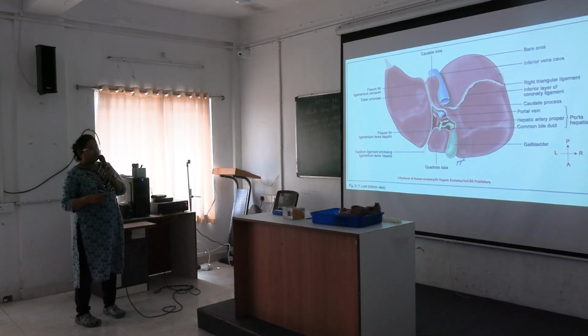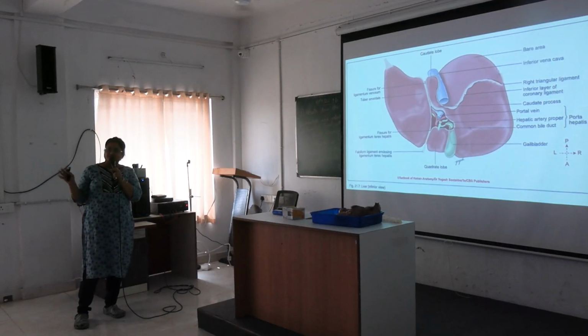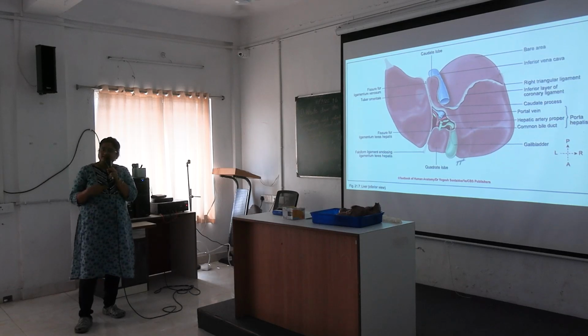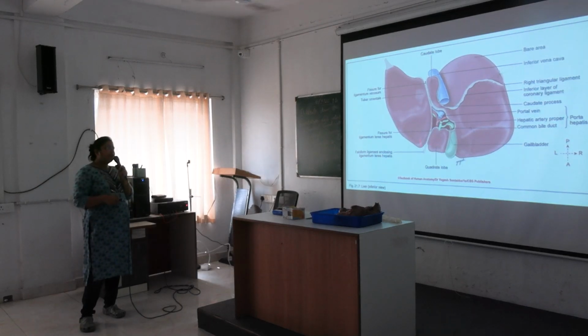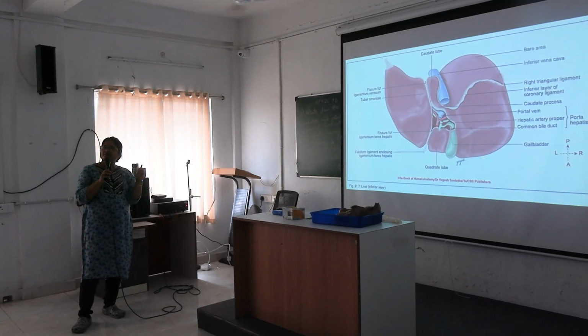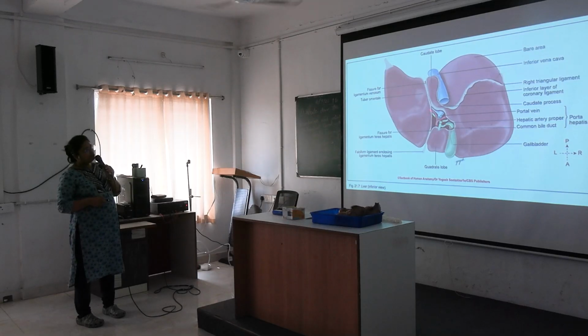And here is another important triangle, Calot's triangle. During gallbladder surgery, this Calot's triangle is important. You have to tightly ligate this cystic artery to prevent bleeding in this area. And this is the portal vein.